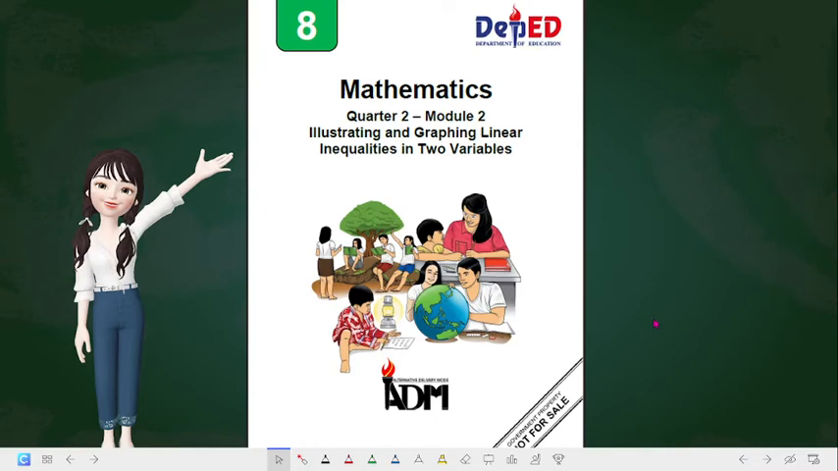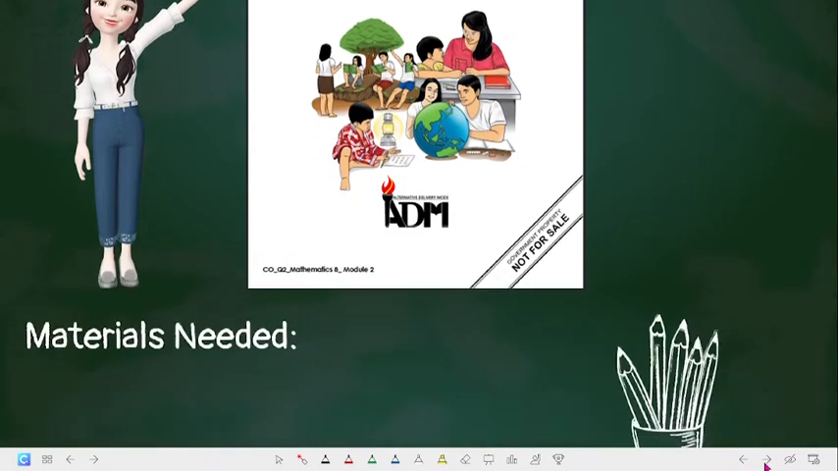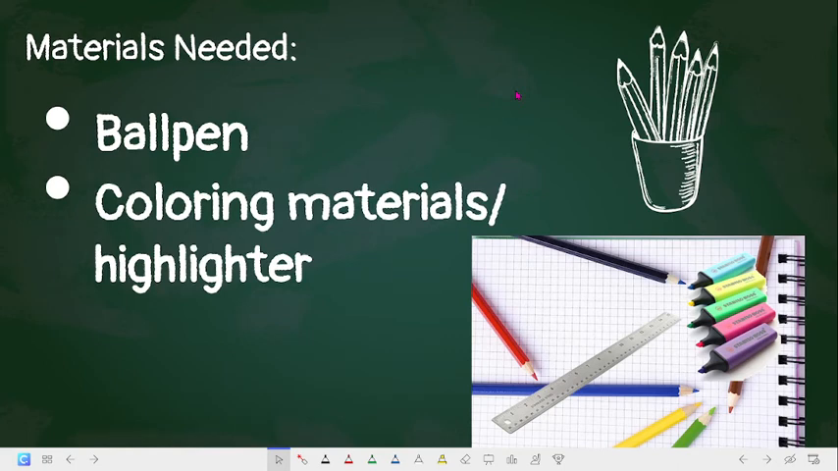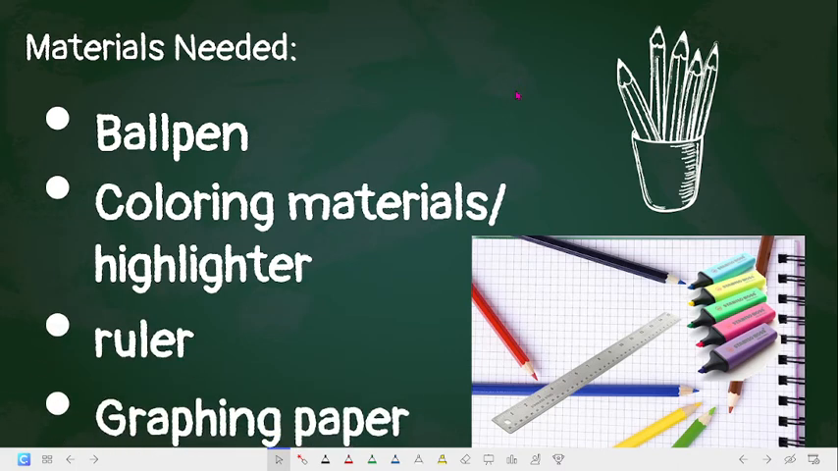Hello students, today we're going to discuss Mathematics Quarter 2, Module 2, Illustrating and Graphing Linear Inequalities in Two Variables. For this module, these are the materials you need: your ball pen, your coloring materials or highlighter, ruler, and a graphing paper.